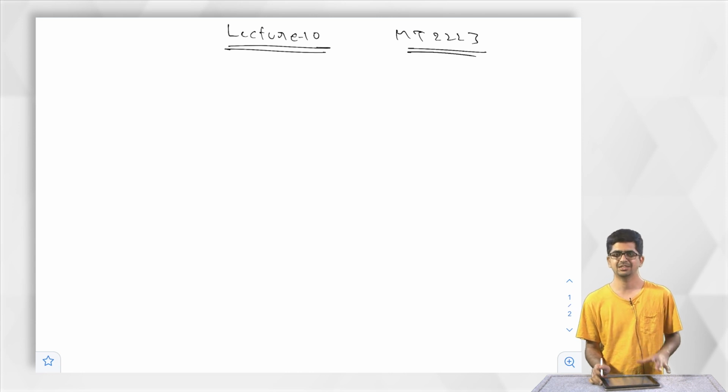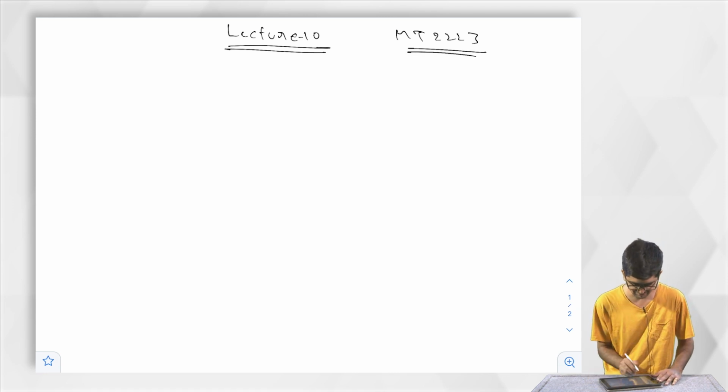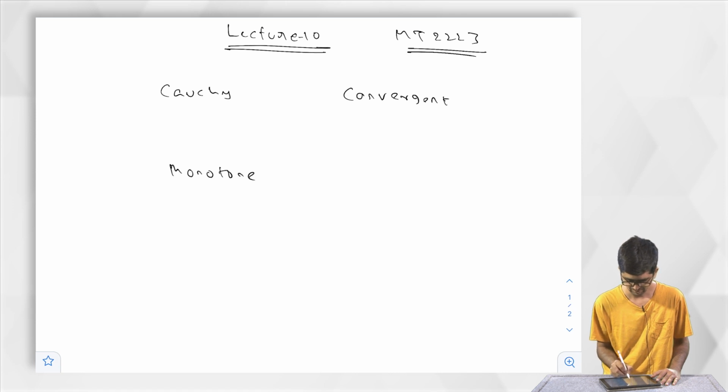In the last sessions we have seen some results about Cauchy sequences, convergent sequences, and monotone bounded sequences. So let me just recall what we have done. There are 4 classes of sequences: Cauchy, convergent, monotone, bounded.